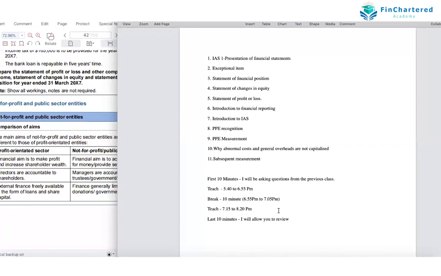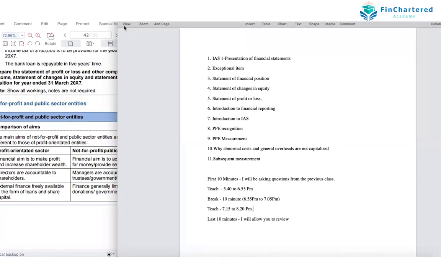This is how the class is structured. This is how every class will be. The break will not be given 1 minute late or 1 minute early. It will be exactly, we will follow the exact same format, right?